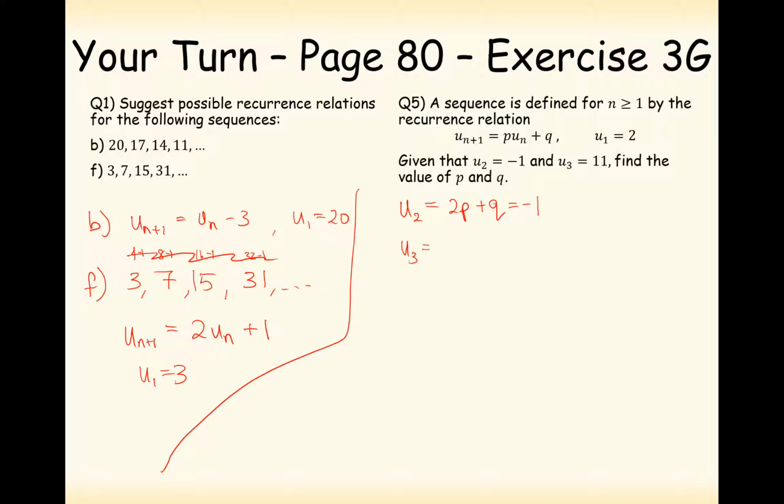u3, now what we're going to do with u3 is, we could either substitute in this big algebraic thing here, or actually it'd probably be easier to substitute in the minus 1 here. So to work out u3, substitute in u2, and we're going to get minus p plus q is equal to 11. So in this case here, I think what we'll do is we'll call this equation 1, and we're solving simultaneous equations now. Let's do equation 2 minus equation 1. So in this case here, we're going to get minus 3p. Q's cancel out, and then we're going to get 12 here. So p is minus 4.